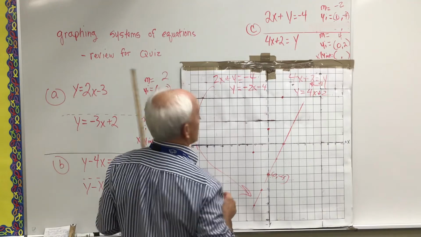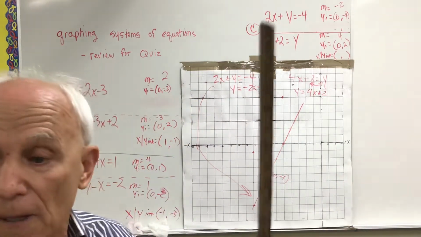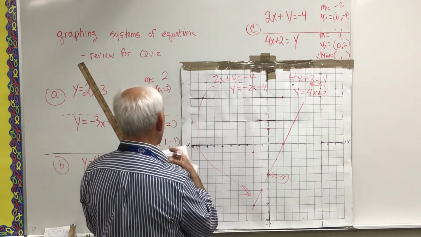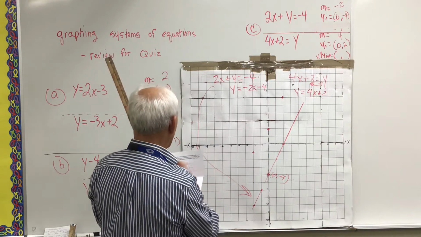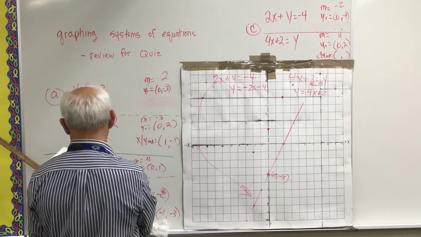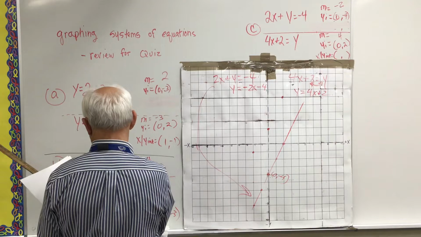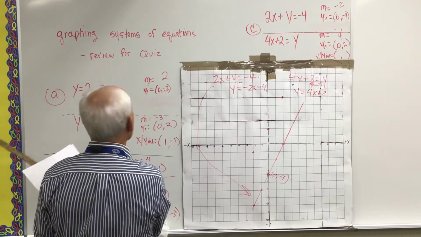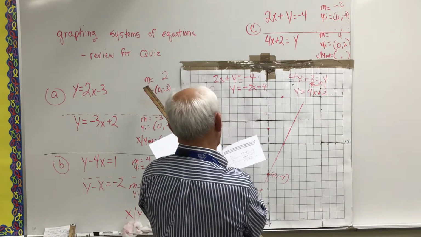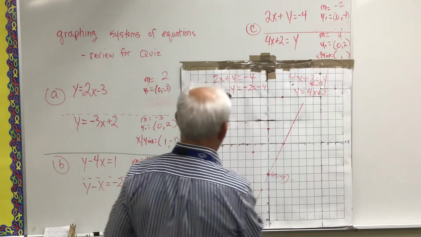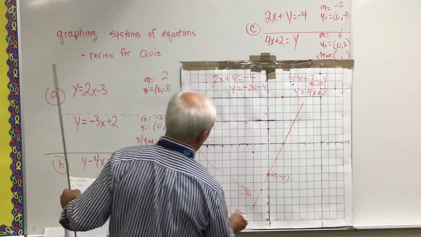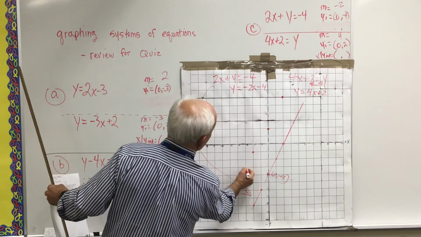Just making sure that I see something. Let me look at my details in my paper here. All right. Make sure that I have the correct one. Okay, 2x plus y equals negative 4, and 4x plus 2 equals y. All right, I have the correct ones. All right, let me go ahead and see this here. Okay, I'm going to continue here.